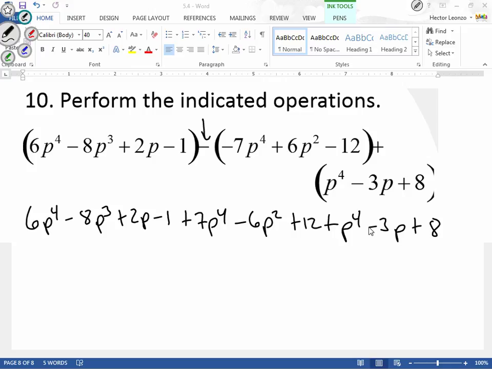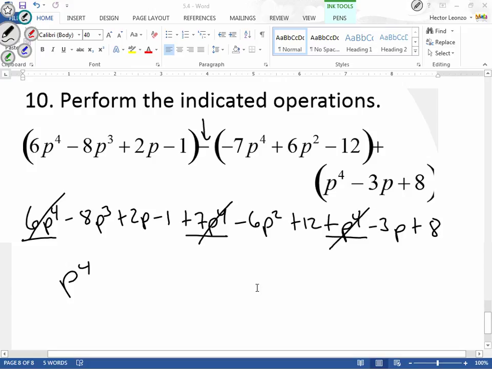Remember I said write everything without parentheses. So that's exactly what I just did. When there was a minus, I changed the sign of the following polynomial. When there was a plus, I just copied the polynomial as it was. All right, so now when I'm going to combine my like terms, I see that p to the fourth is the biggest exponent. I'm going to underline them so I can see them. So p to the fourth, that's the biggest one. And I'm just going to go 6 plus 7 plus 1. Notice I was just adding the coefficients. 6 plus 7 plus 1 should give me 14.